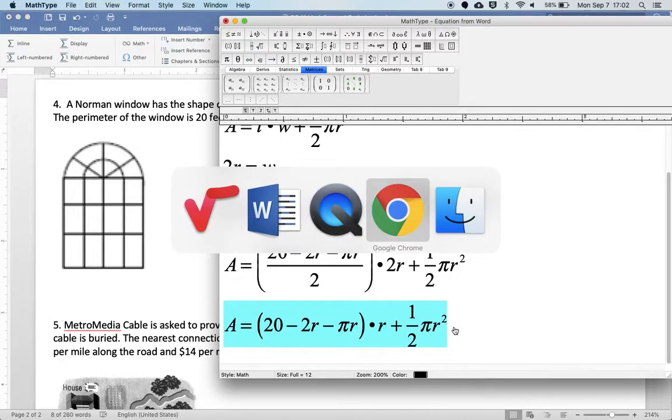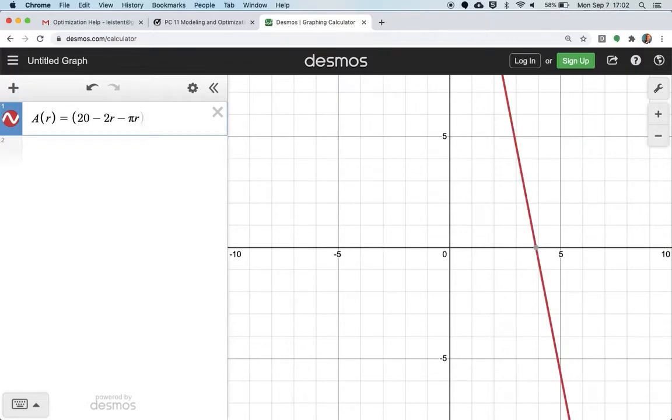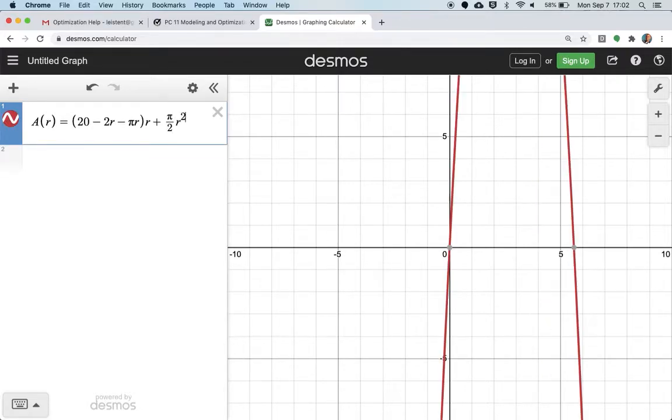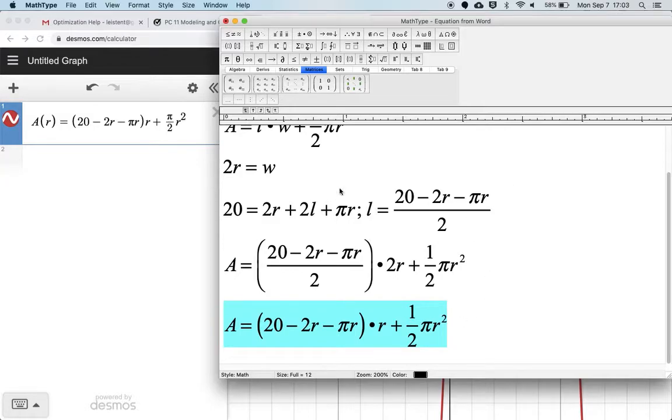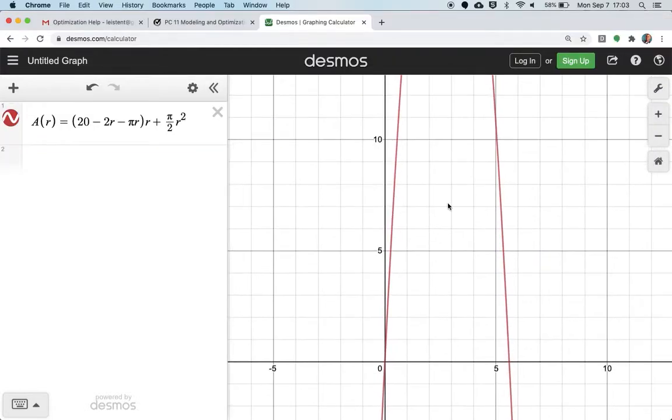So let's go into Desmos. We have now, I'm going to use function notation, so A of r, the area based upon the variable r, is equal to 20 minus 2r minus pi r times r plus pi over 2 r squared. Is that correct? That's correct. All right. So we've got this.